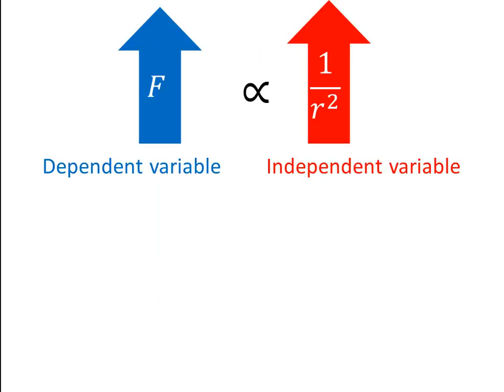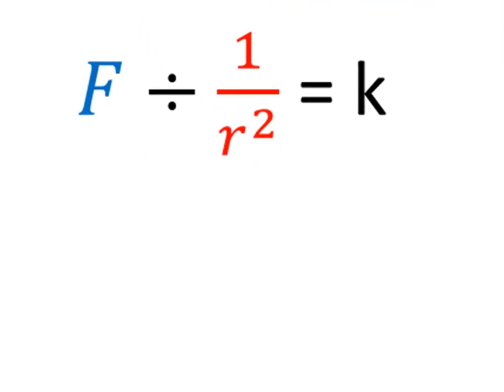So in this case, we want to see whether the dependent variable force is directly proportional to 1 over r squared, where 1 over r squared is the independent variable. So to check if that is the case, we must divide one by the other and see if there's a constant that we get. So we're going to divide force by 1 over r squared. And if we get a constant, then we know that force is directly proportional to the inverse of r squared. Now force divided by 1 over r squared is equal to what?